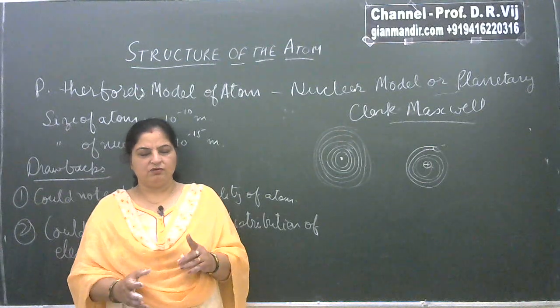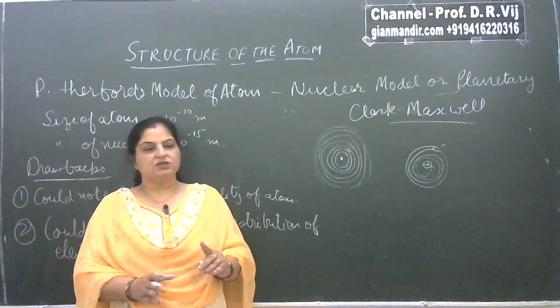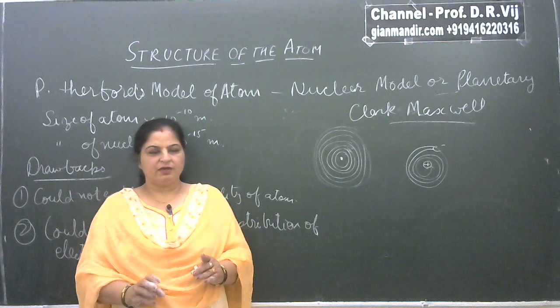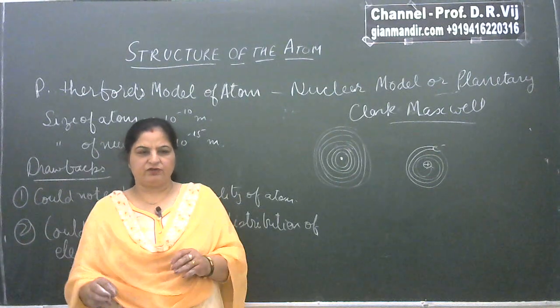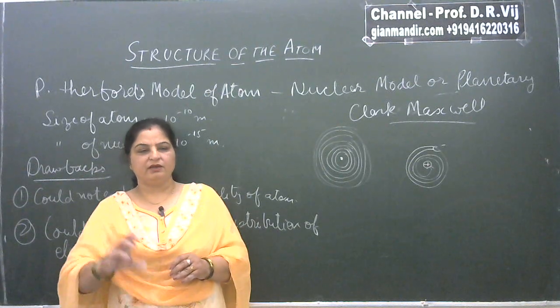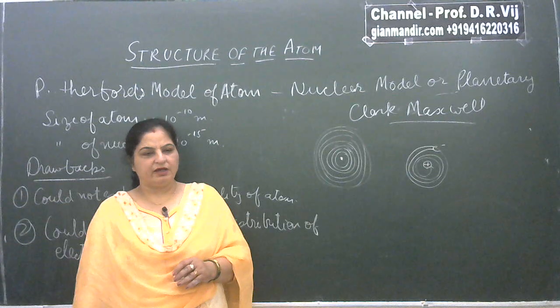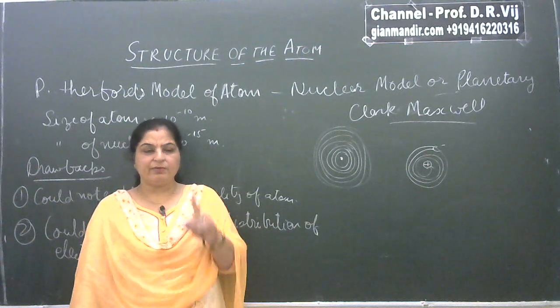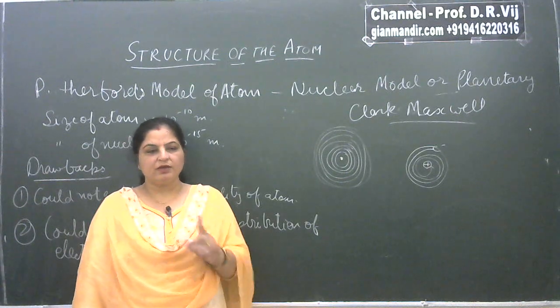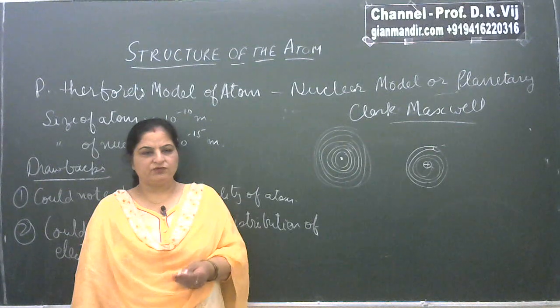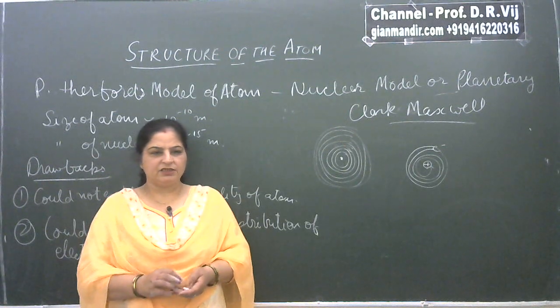It is not giving you complete ideas, but whatever he has told was right. Because in the modern structure of atom, we also say that in the center of the atom there is a nucleus, and around that the electrons are revolving, right? So you can say that the model was incomplete but not wrong. So the model was further improved by Bohr, about which we will be discussing in our next lecture.